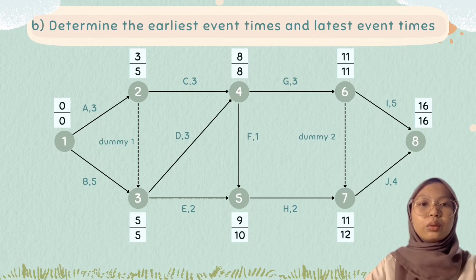For LET node 2 equals LET node 3 minus the dummy, which is 5 minus 0 equals 5, and LET node 4 minus duration activity C, which is 8 minus 3 equals 5. So the LET for node 2 is 5. For node 1, LET node 2 minus duration activity A, which is 5 minus 3 equals 2, and LET node 3 minus duration activity B, which is 5 minus 5 equals 0. So the LET for node 1 is 0 because 0 is the smallest value.